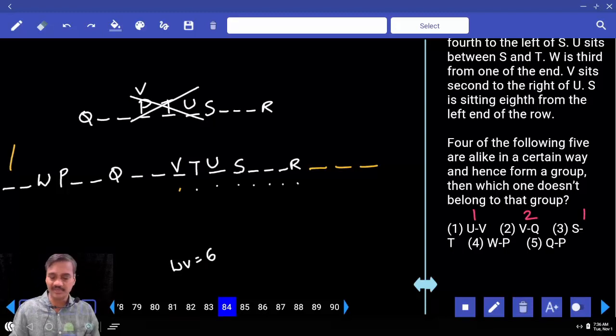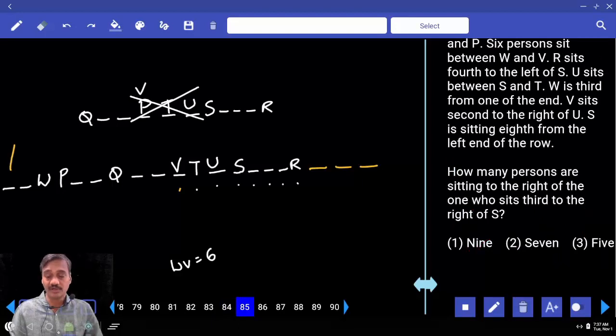And W and P, they are adjacent to each other. And Q and P, there are 2 persons. And so what is your answer here? 84. Now in this one, except choice 4, in choice 4, both the persons are adjacent to each other. But in the remaining choices, there is at least 1 person between these two. Then, hence choice 4 is the odd one, 84.